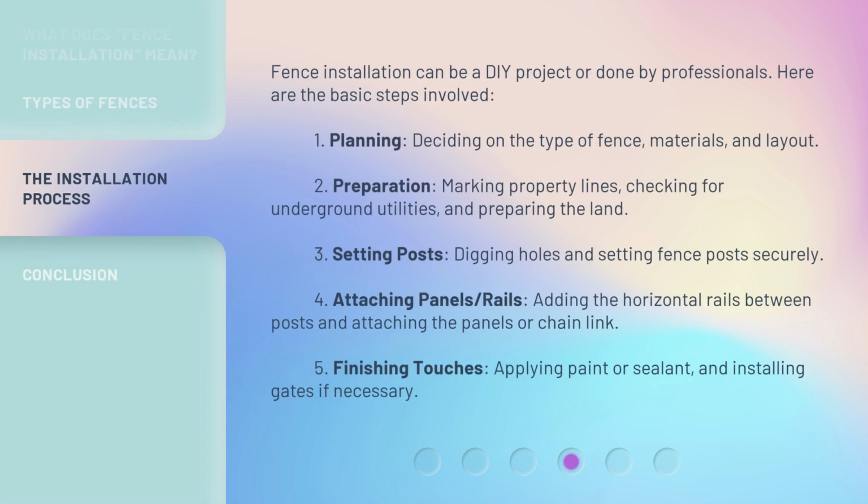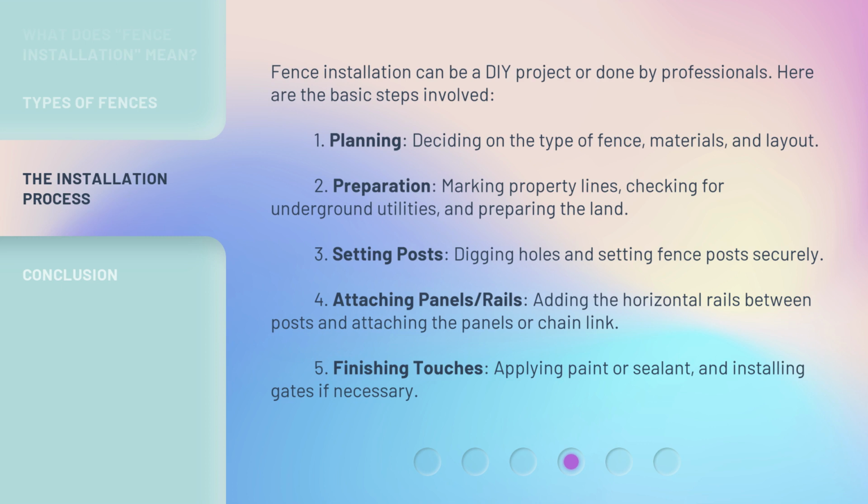Fence installation can be a DIY project or done by professionals. Here are the basic steps involved. 1. Planning. Deciding on the type of fence, materials, and layout. 2. Preparation. Marking property lines, checking for underground utilities, and preparing the land. 3. Setting posts. Digging holes and setting fence posts securely.